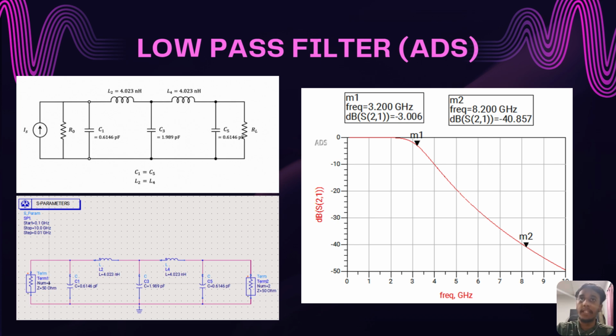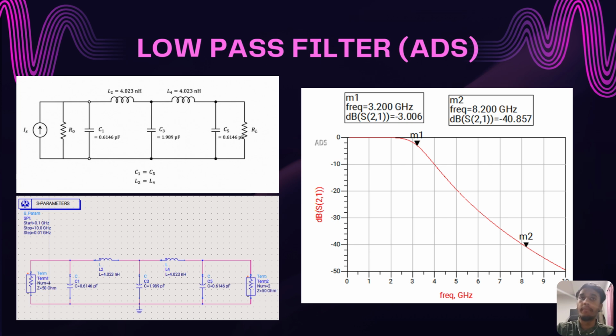The graph on the right displays the simulated S parameter frequency response. If you look at the marker M1, it is positioned exactly at our 3.2 GHz cutoff frequency. The insertion loss is negative 3.006 decibels. This perfectly aligns with the theoretical 3 dB cutoff point for a maximally flat Butterworth response.